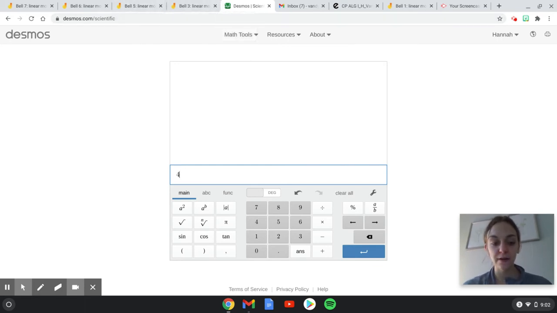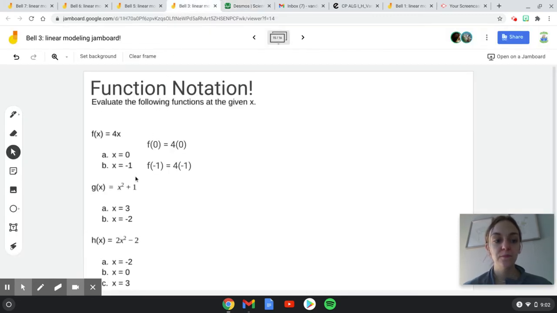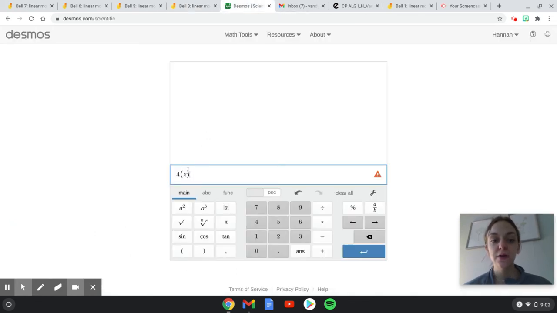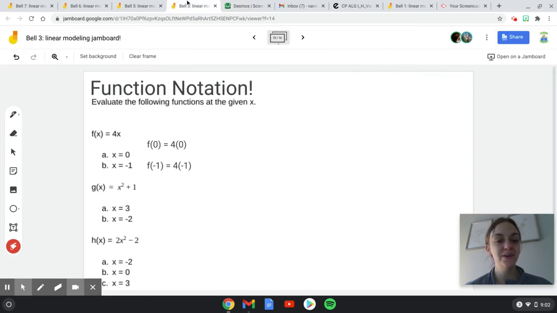And I'm just going to plug in 4x. That's all I'm going to do right now because that's what my equation is. And make sure that your x is in parentheses. That's really important. So the first question is asking us to evaluate when x equals 0. So instead of having an x, I'm just going to put in a 0. And then Desmos tells me what my answer is. My answer is 0, which is pretty simple. So f of 0 equals 0.